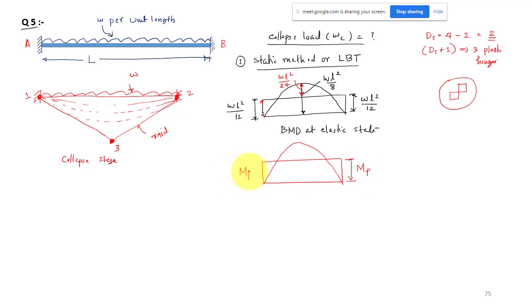So we are drawing your bending moment diagram at plastic state. Plastic state means your structure is about to collapse, about to fail. Then what is this value? Can you tell me what is this value? What is the net moment at the midspan now at the plastic state?